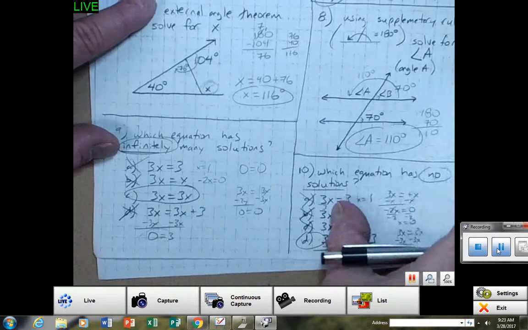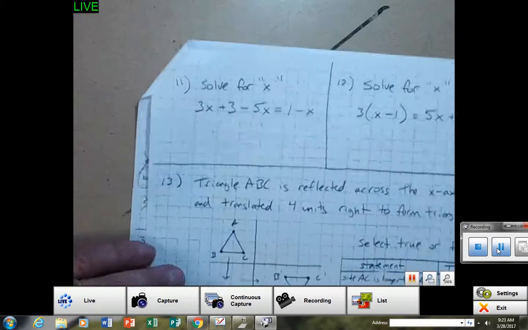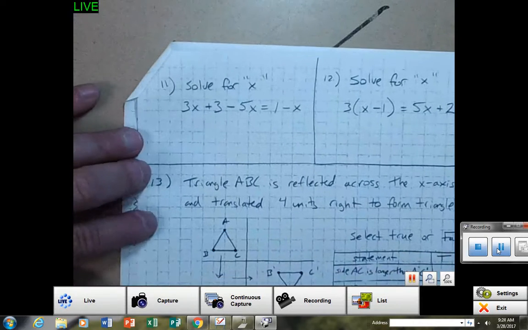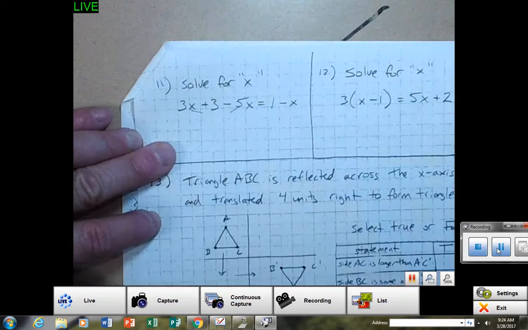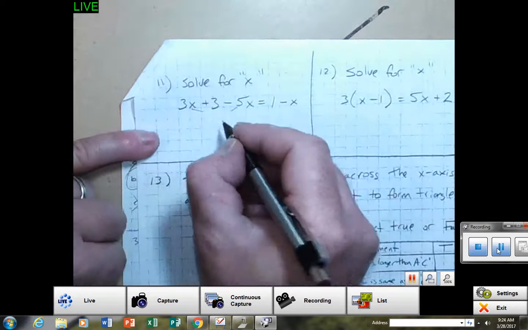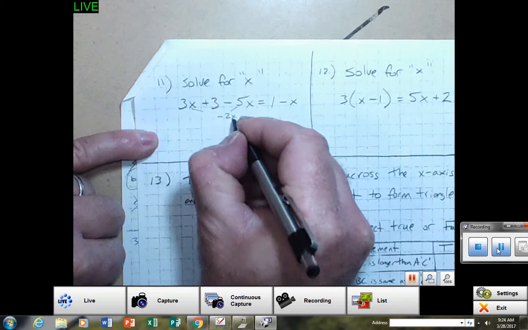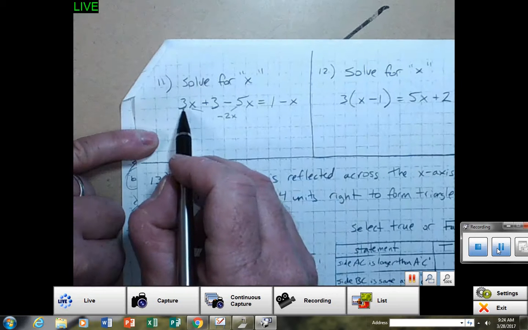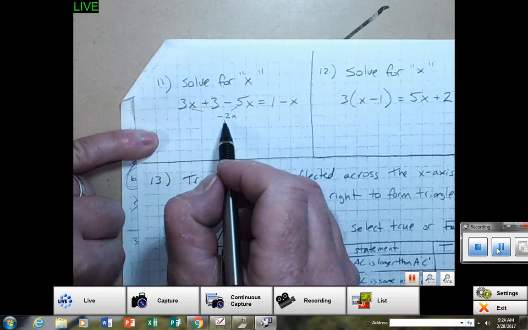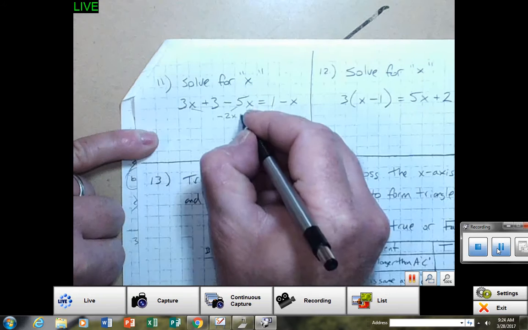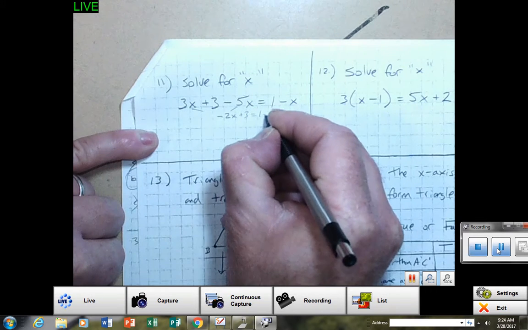All right, number 11. Here you're just doing the regular math to solve for x. So I'm going to combine my like terms and then do variables on both sides. So this gives me negative 2x. Be careful, positive 3. Canceling away 3 of these negatives, I'm left with 2 negatives right here. Bring down the plus 3 equal 1 minus x.